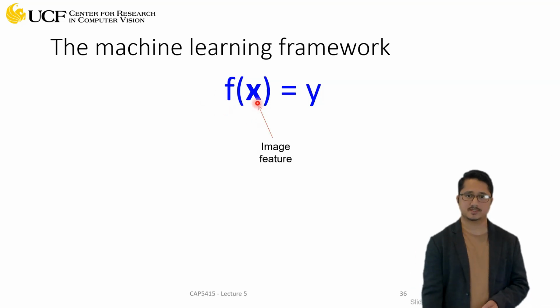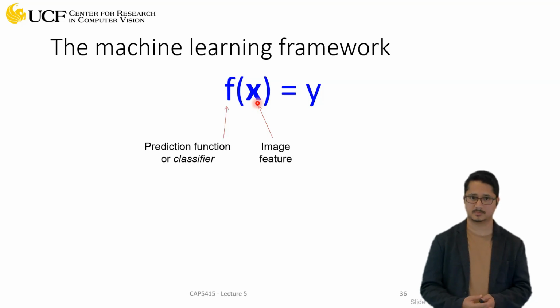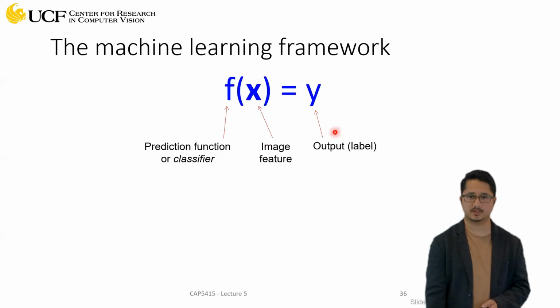Okay, so this X could be your image if you're using pixel level values. This could be features if you're trying to use local features. All right, so this is your, let's say, classifier function. That's the output label.